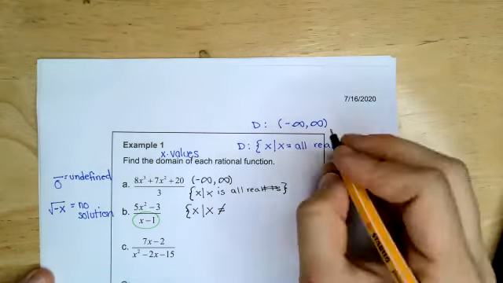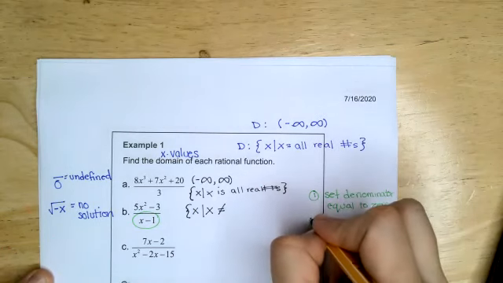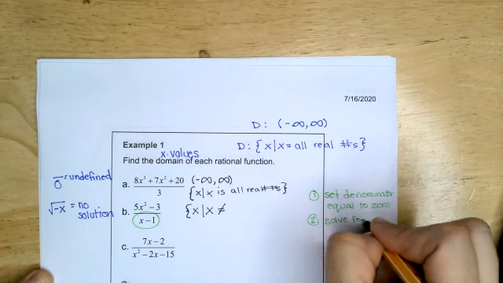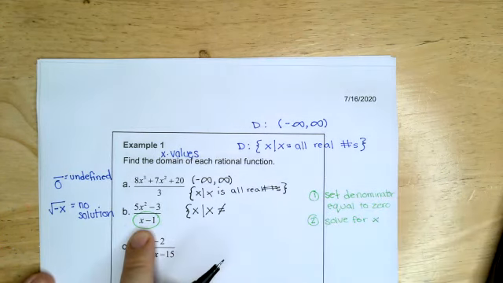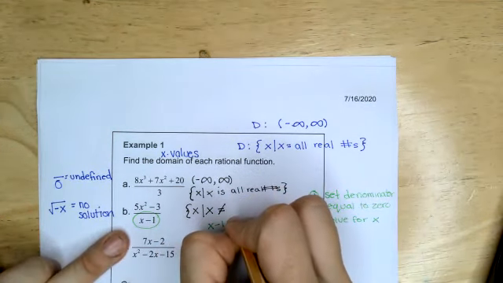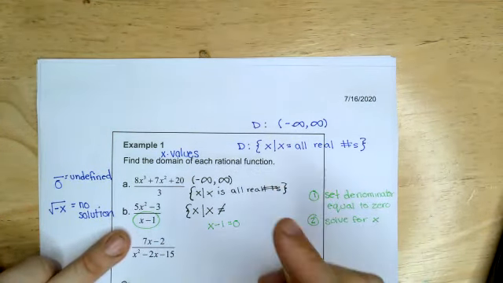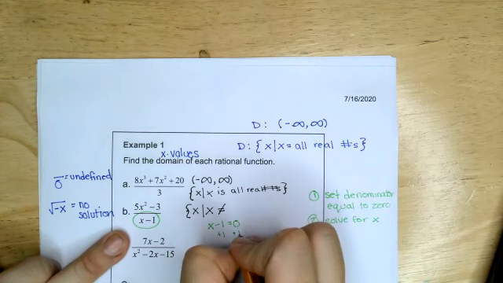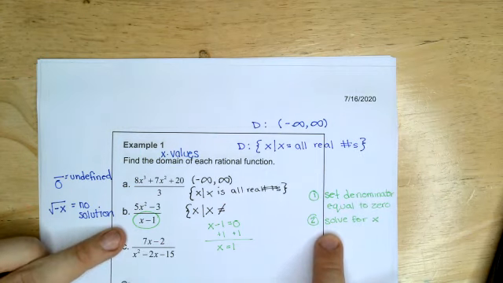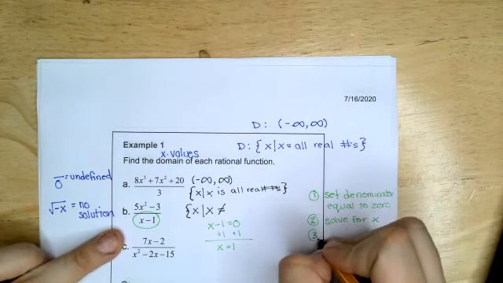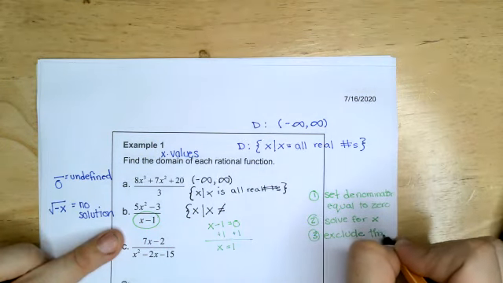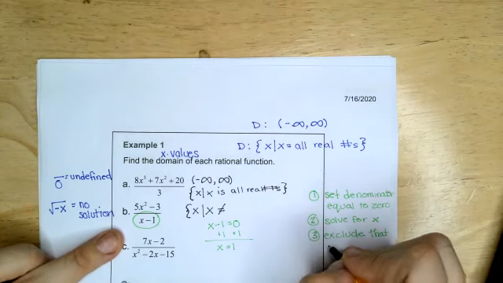Good. Set the denominator equal to 0. Solve for x. Good. So the first step would be x minus 1 is 0. Then we're going to solve it for x. Add 1, x is 1. And then exclude that number. And it might be more than one number, so you can say exclude that answer.